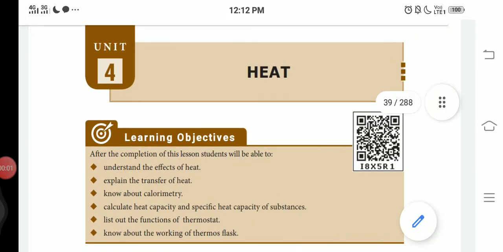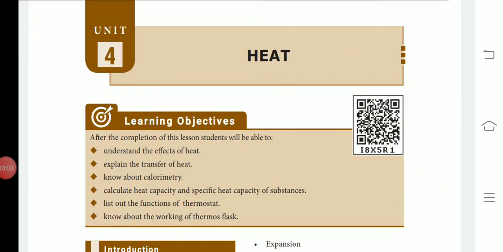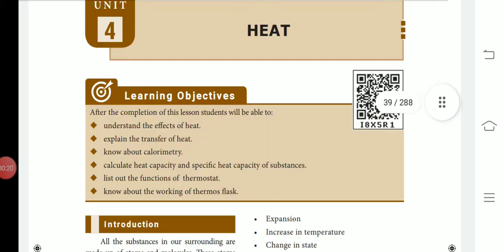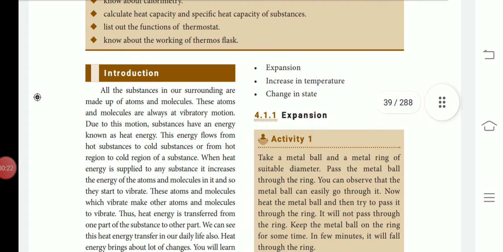Dear 8th standard students, in today's class we are going to see about the topic heat. In this lesson you will be learning about how heat is transferred from one object to another object, or from one substance to another substance. And you will be learning about the effects of heat, and also about calorimetry, thermostat and thermos flask. So let us go to the introduction.